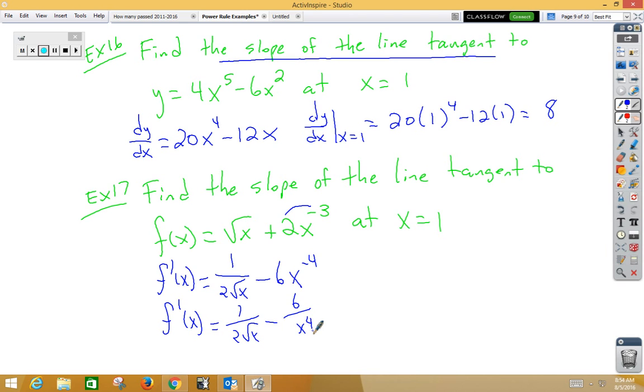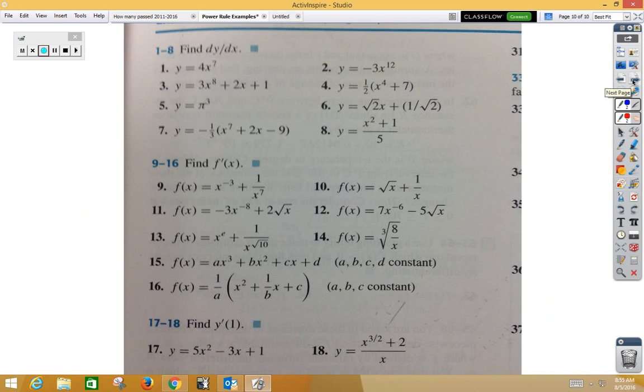Now when I do f prime of 1, I get 1 over 2 root 1 minus 6 over 1 to the fourth power. That looks like 1/2 minus 6, which is negative 5 and 1/2. We could also think of that as negative 11 halves. And that's it.